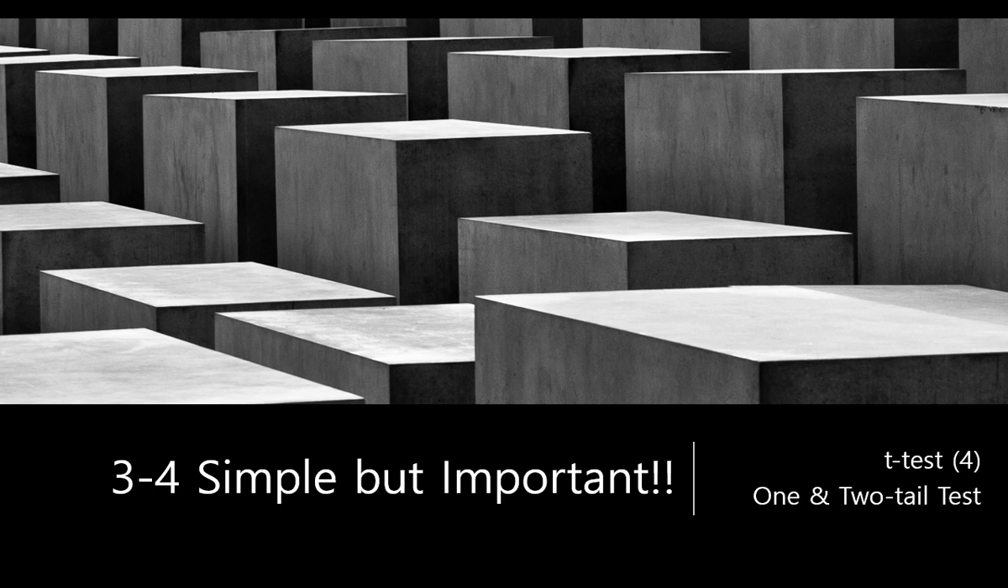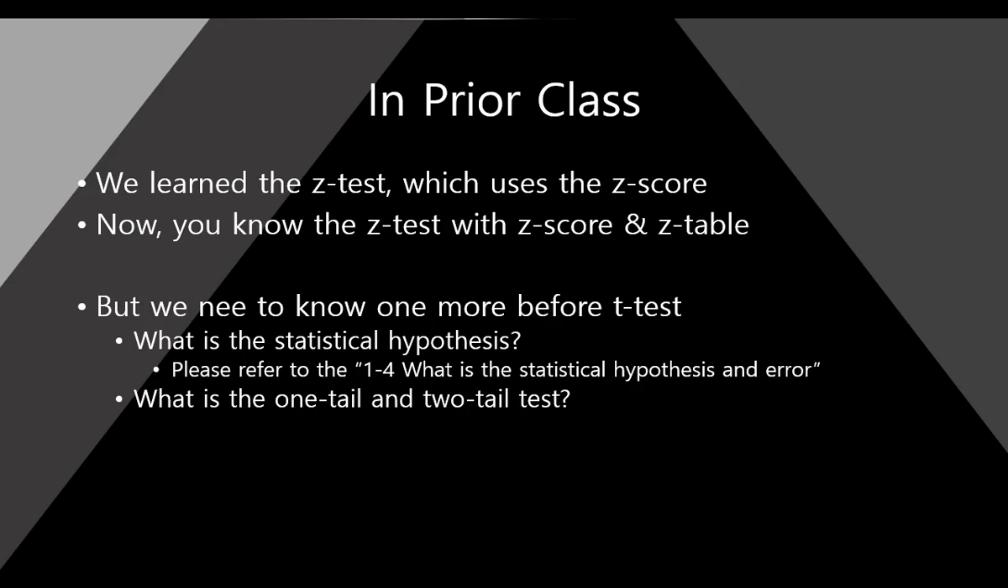T-test 4, one and two-tail test. Simple but important. In the prior class, we learned the G-test. The G-test used the G-score, and now you know the G-test with the G-score and G-table. But we need to know one more thing before the T-test.